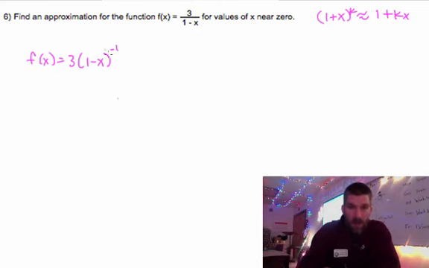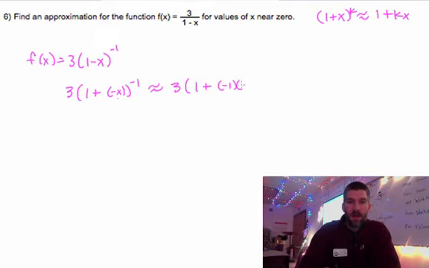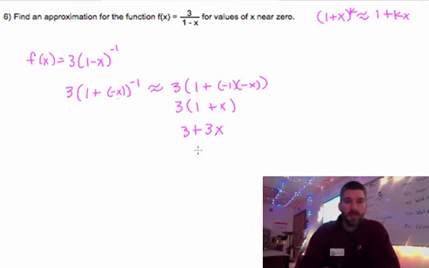Look, here's my 1 and my x. So what does this look like? Well, if I'm going to find an approximation for this function, I'm just going to follow my rules. 3 times 1, and remember this is plus negative x here. Okay? So that's approximately equal to 3 times 1 plus k times x, and so my approximate linearization for this particular guy is just going to be 3 plus 3x. And really, that's all there is to it.